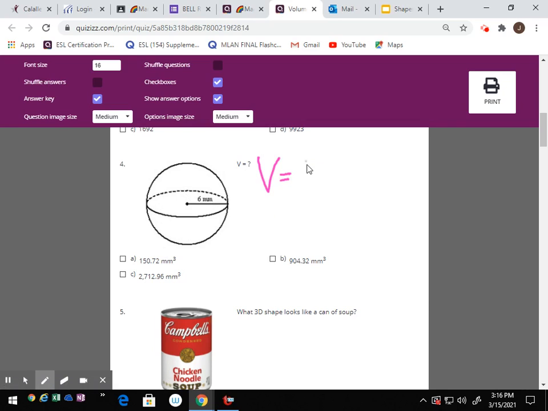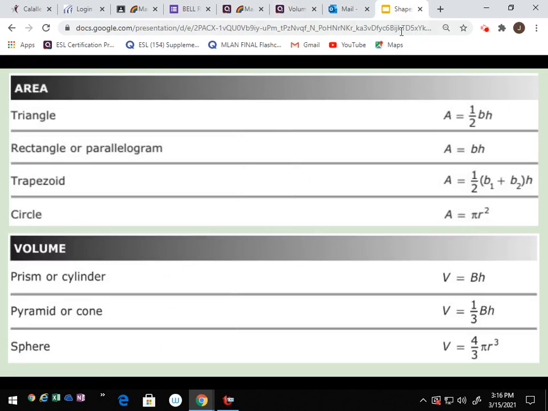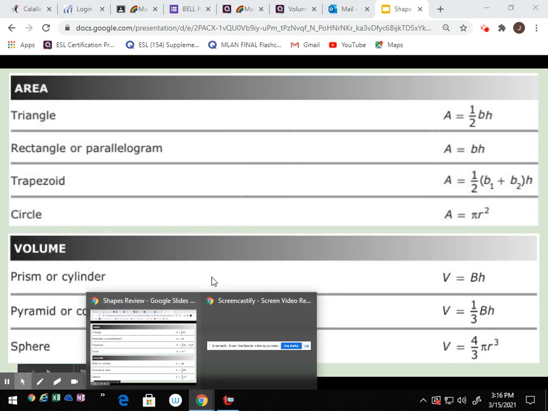Okay, so the volume formula for a sphere is V is equal to 4/3 times pi radius, and it's going to be to the power of 3 or cubed. Okay, all right. Just to make sure, if we go to our reference chart, we can go down to the volume. We can see spheres down here, and it's 4/3 pi r cubed. All right. So going back.